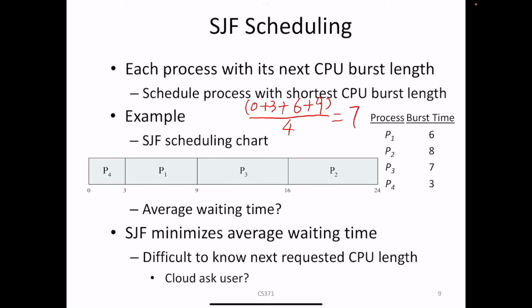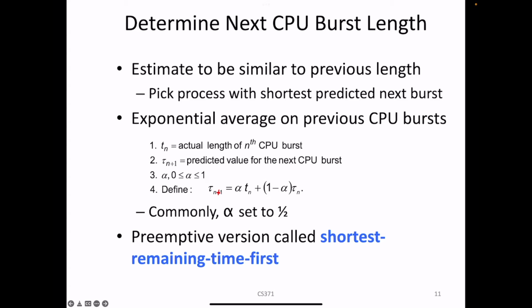Next, we will talk about how, in practice, we can use some mechanisms to address this problem. To address the issue of how to determine the next CPU burst length for each process, we can predict the next CPU burst length to be similar to previous lengths. Then we can just pick the next process with the shortest predicted CPU burst time. The mechanism we are going to use is called exponential average.